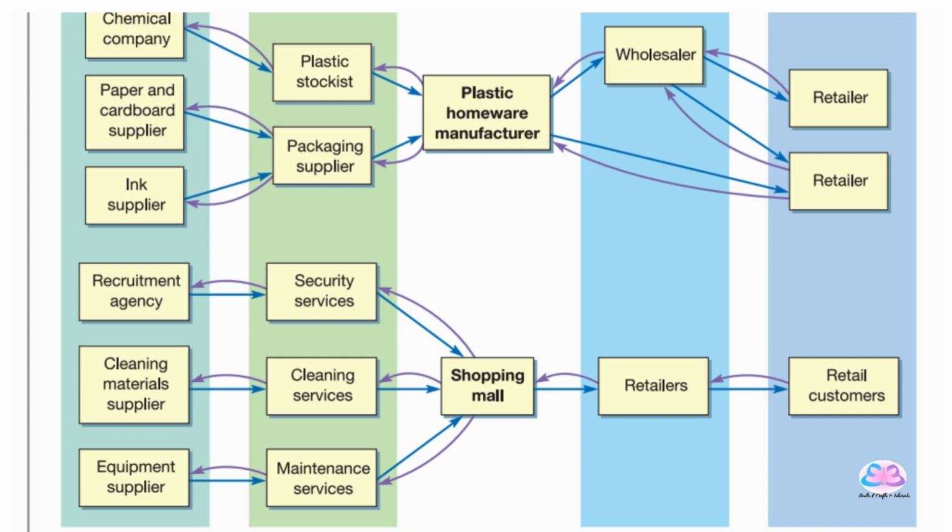But do not think that only manufacturers can be part of supply networks. In the second illustration in figure 6.2, it shows a supply network centered on a shopping mall. It also has suppliers and customers who themselves have their own suppliers and customers.